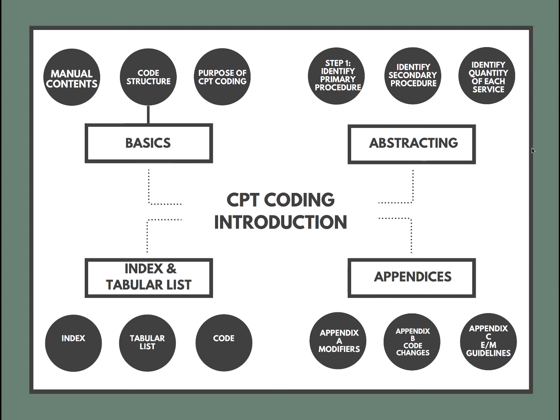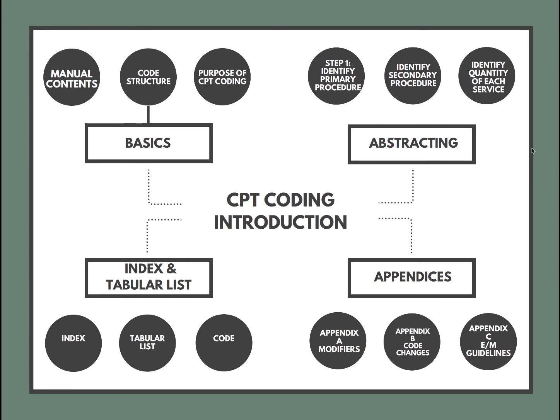Step 2 of abstracting is to identify secondary services or procedures. Secondary procedures are any services that are documented in the medical record in addition to the primary procedure. At the time of abstracting, you don't necessarily need to know whether an additional service or procedure can be coded, because it often depends on how the specific code is defined in the tabular list. So keep that in mind.